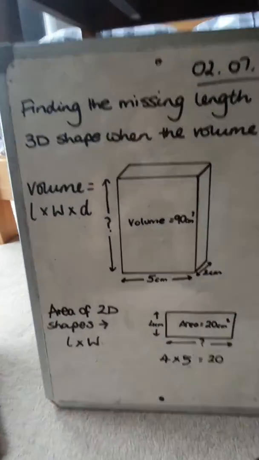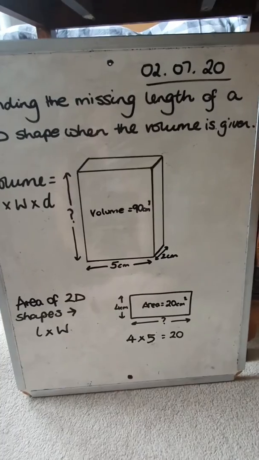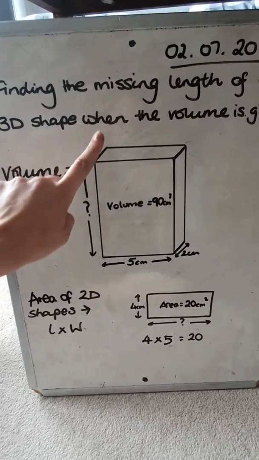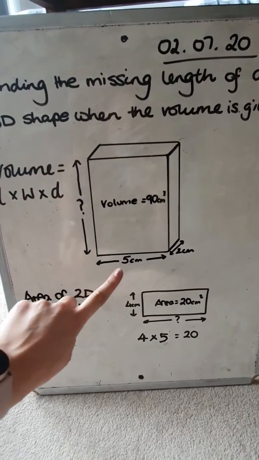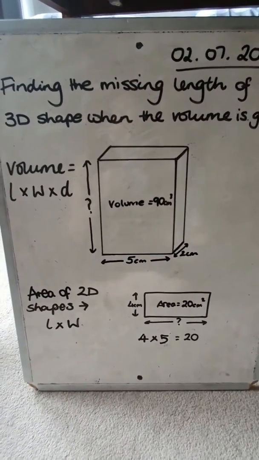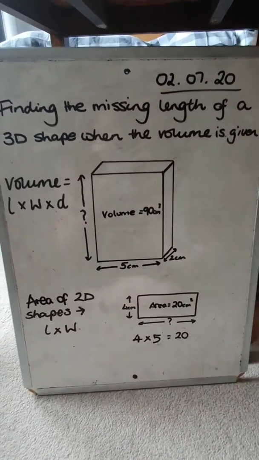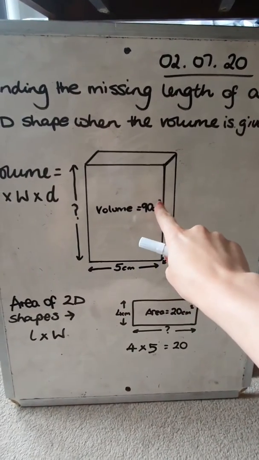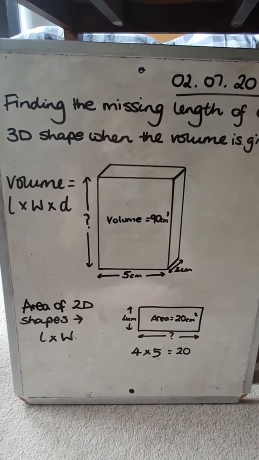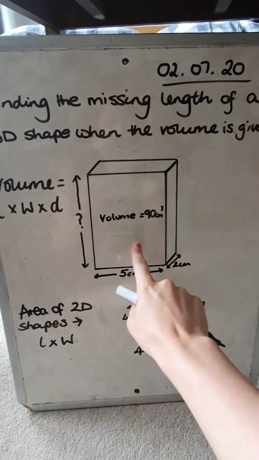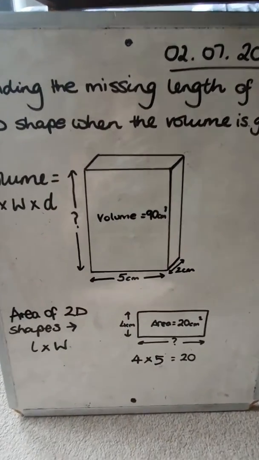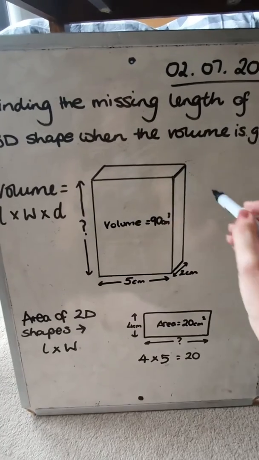However, volume is finding the space inside a 3D shape. So we have 3 dimensions to multiply together. We have the length, which we don't know at the moment, we have the width, and we have the depth. And those 3 numbers multiplied together in this case today is 90 centimetres cubed. Remember, 3D shape, we use a small 3 in our answer, not a 2, because it's 3D. We're trying to find how many cubes fit inside here and how many squares fit inside here, because squares are flat.